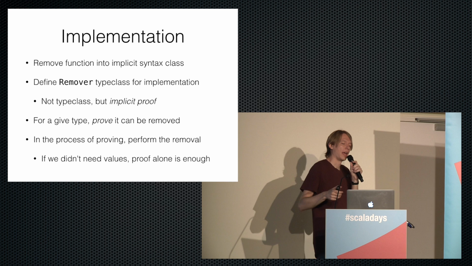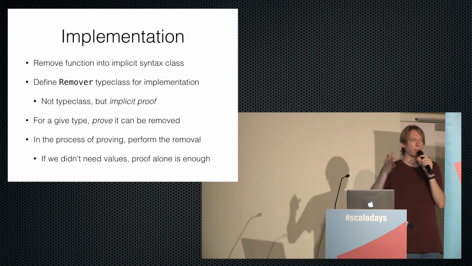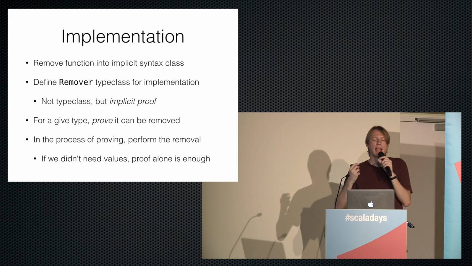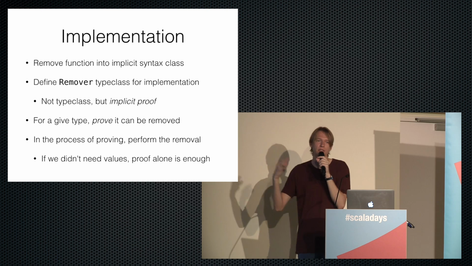Well, what we're going to do is take the remove function and pull it out into an implicit syntax class, just like we did with the HCons, and then we'll define a type class that will have the implementation. This is a very, very common idiom. You take the method and you put it in the implicit syntax, and then all of the definition of the method is tied up in the implicit value that you get from the type system.